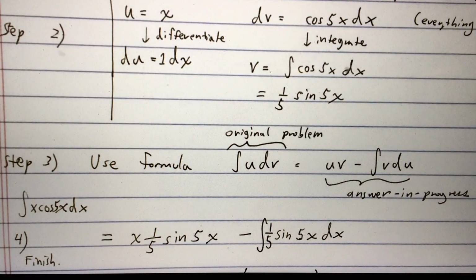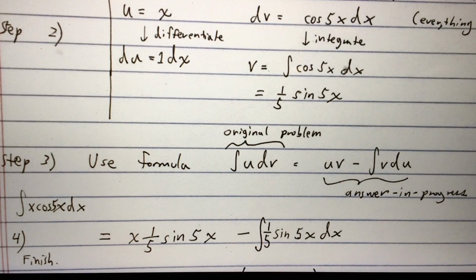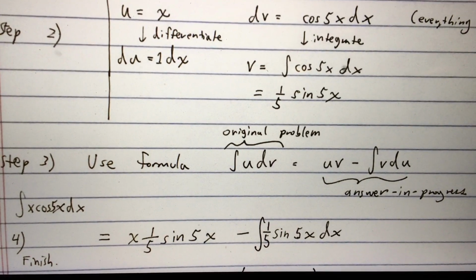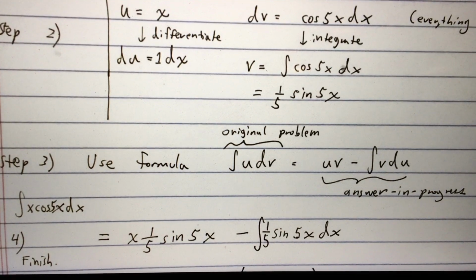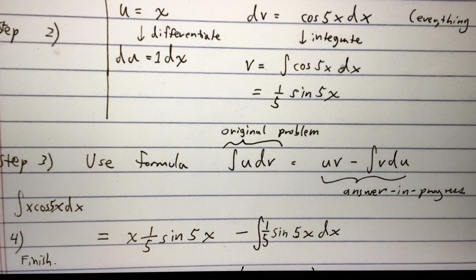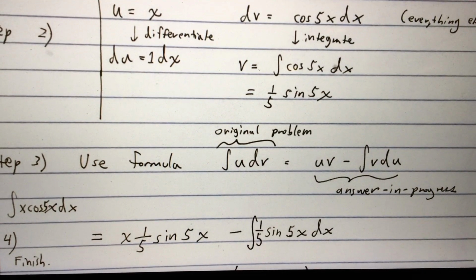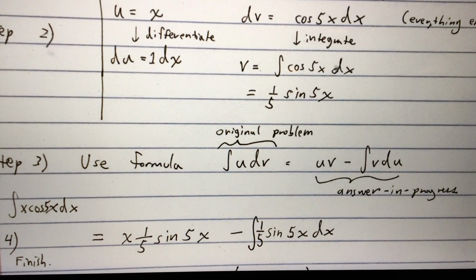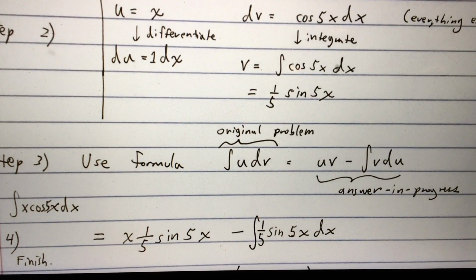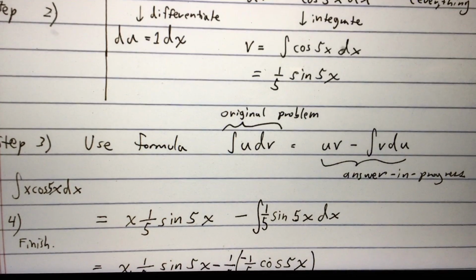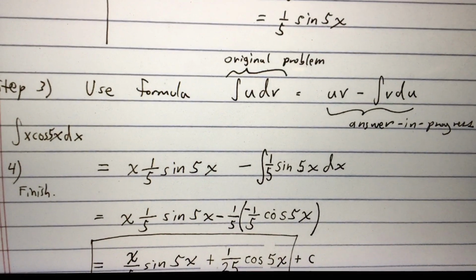So here's the problem, x cosine 5x dx. I found u and I found v, so I multiply those together, x times 1/5 sine 5x. Then I subtract v times du, and that's the 1/5 sine 5x, and my du was just 1 dx. So I just get to put the dx on there. Now I can finish it.